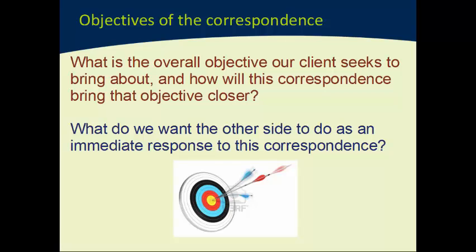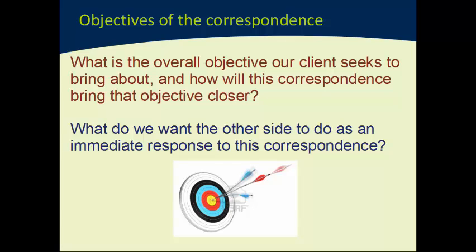So you can see, in terms of thinking about the objectives of our correspondence, we need to be taking both a short-term and a long-term view. Overall, what is the destination that we're trying to move this legal dispute towards? And more immediately, what do we want the other side to be doing in response to this correspondence? What is the target? Having thought about that, the next thing you should be thinking about is what we don't want to say.